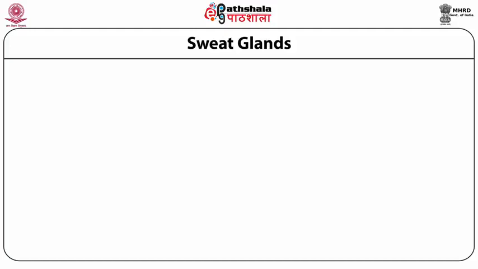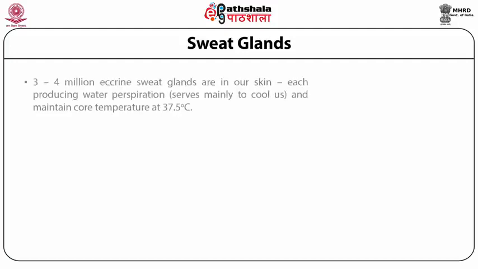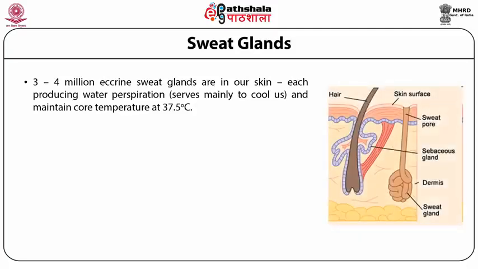Let us now try to understand the sweat glands. You will be surprised to know that human skin consists of around 3 to 4 million eccrine sweat glands, each producing a watery perspiration, which helps us keep our cool. It maintains the core temperature at the desirable 37.5 degrees centigrade. The diagram on your screen highlights the presence of the sweat glands in the dermis area of the skin.